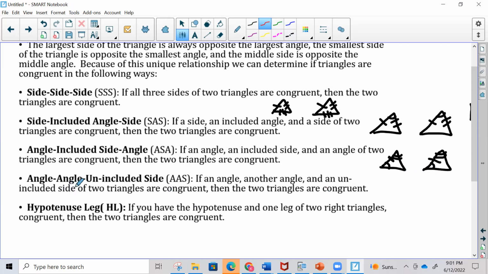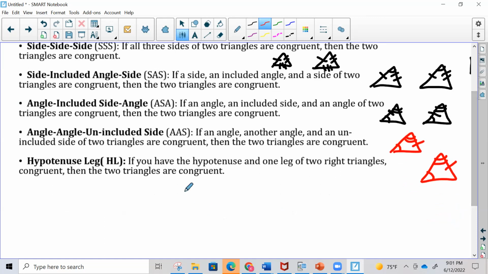Now, then we have angle, angle, non-included side. So if an angle, another angle, and a non-included side of 2 triangles are congruent, then they are congruent. So this looks like, okay, so we have an angle, another angle, angle, another angle. And then I'm not going to have the side that's directly in between them. I'm going to have the other side. So it could have been this side, it could have been this one, but it has to be a non-included side, which means it's not directly between the angles.